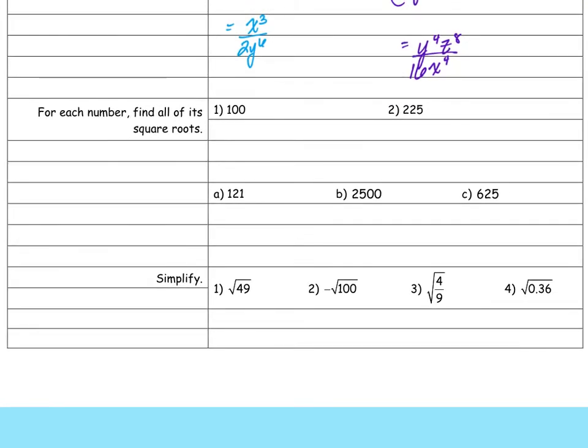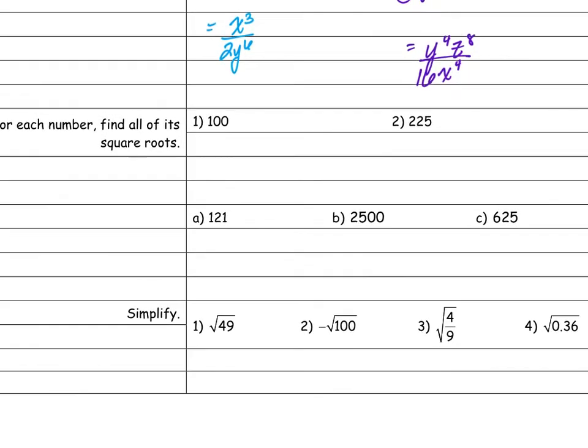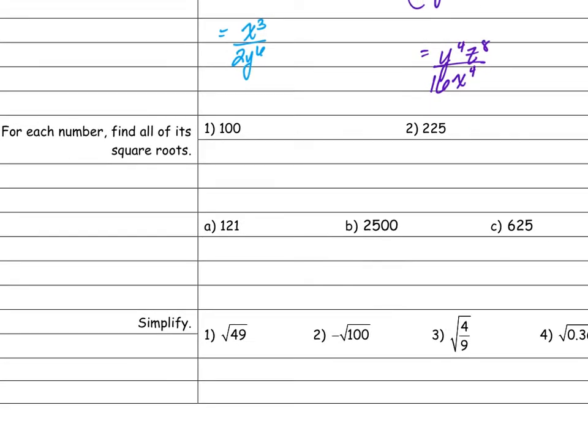Okay, so it says for each number, find all of its square roots. So all of its square roots. So what's all of the square roots of 100? Is that all? 2, 5, 10, 20. So 10 is one of them, but there is another one. 20. No. 50. No. Anybody know what the other square root of 100 is?